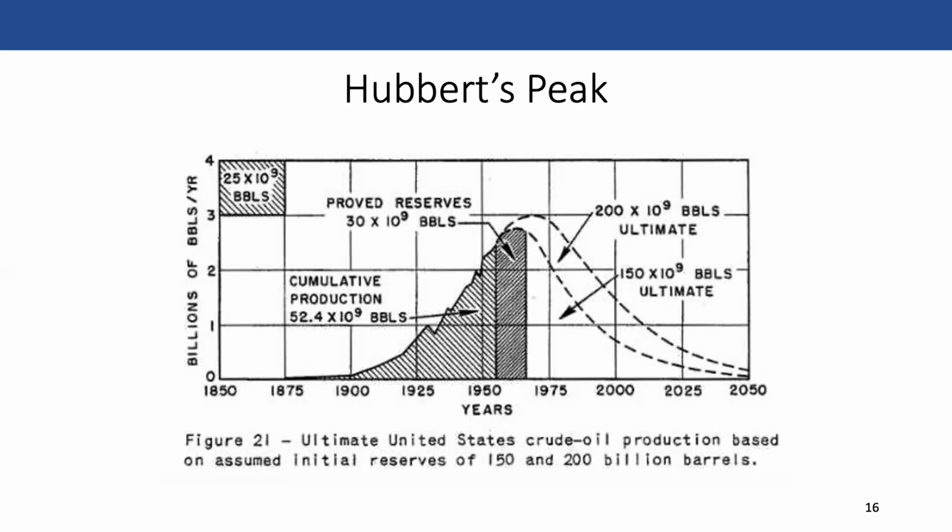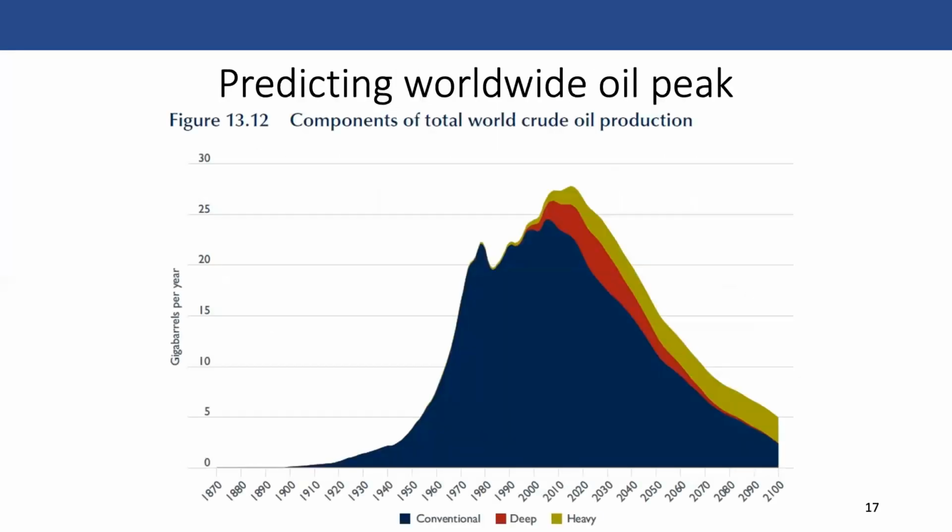So Hubbert predicted, specifically for the U.S., not for the entire world, that the U.S. would reach peak oil for their production in the late 1960s, early 1970s. Yeah, and I think for a long time people thought that was pretty much spot on. And after that, actually, it was true that we saw a decline in production.